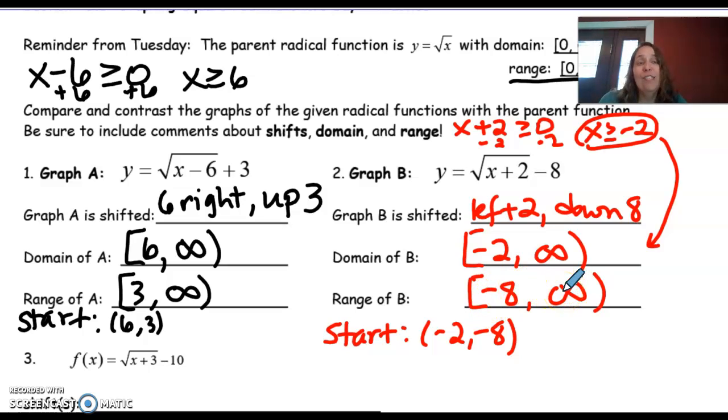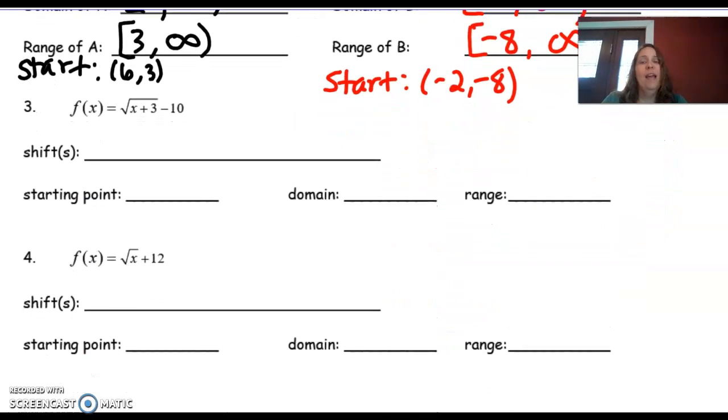If you want to think of where the starting point is of our graph, then it would be at negative 2, negative 8, and then everything gets bigger from that point. All right, hopefully that helps.